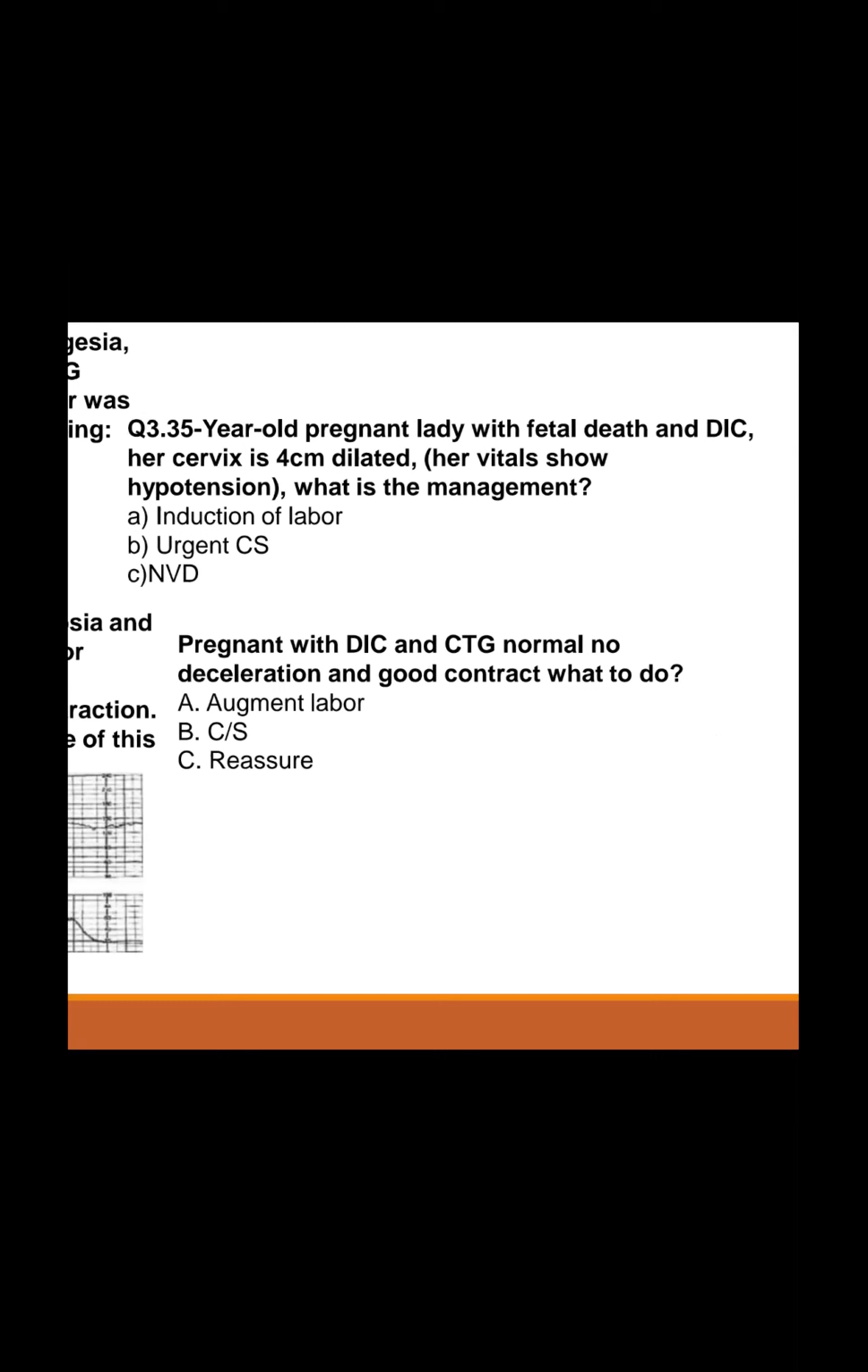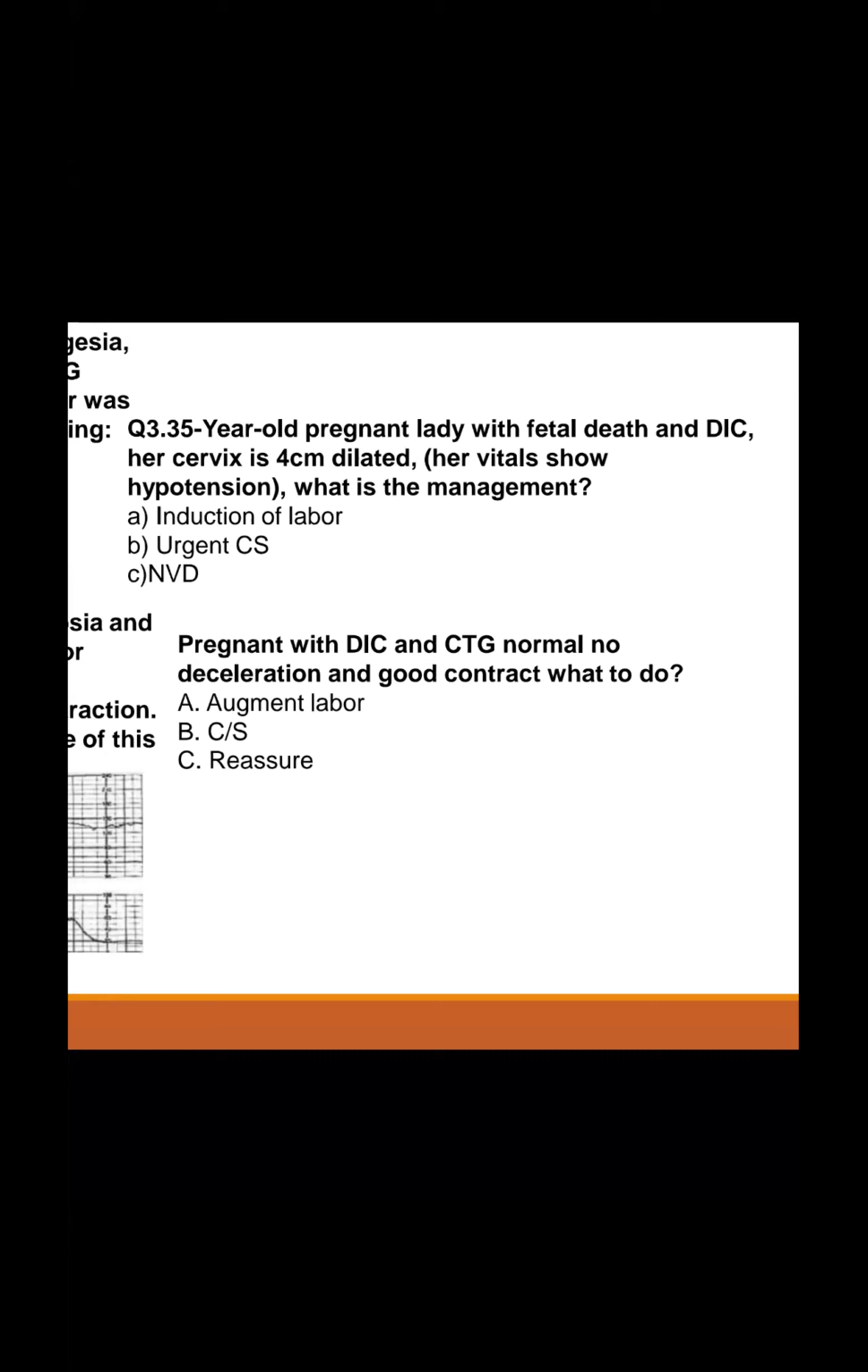Question 3. A 35-year-old pregnant lady with fetal death and DIC. Her cervix is 4 centimeters dilated. Her vitals show hypertension. What is the management? In a DIC patient, induction is not possible. Normal vaginal delivery is also not possible. Ma'am, we go for CS, urgent CS.